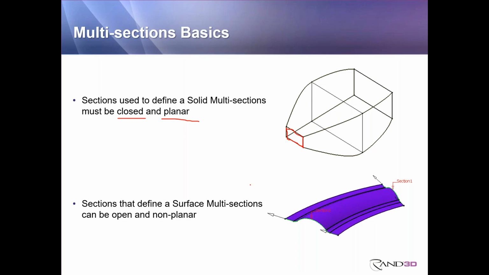Now, if you're going to make a multi-section surface, then you don't have those same restrictions. You can have an open sketch like you see here. This is obviously not a closed shape. And it doesn't have to be planar. Now, these are probably planar sketches, but if this was some type of non-planar projection, you could still use it to define one of the sections if it's a surface.